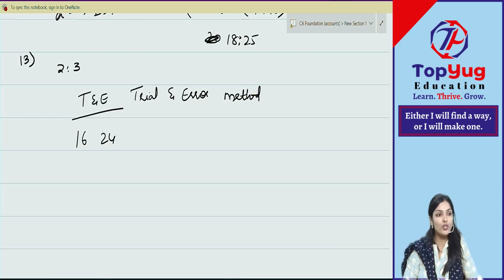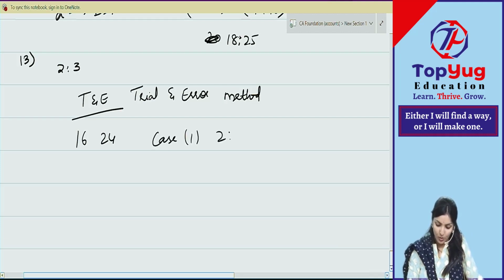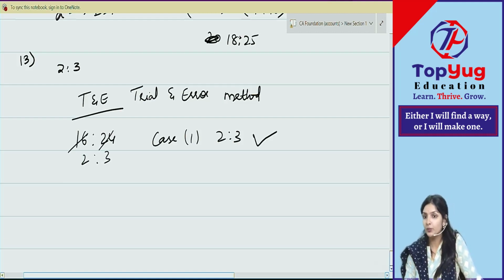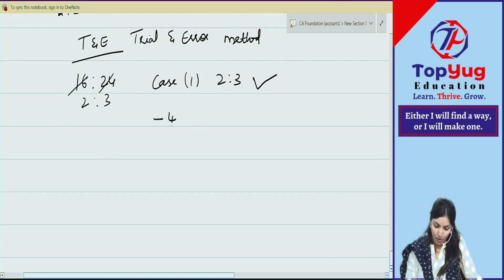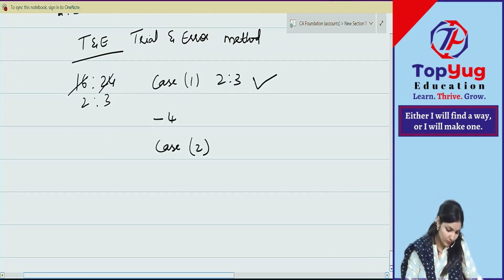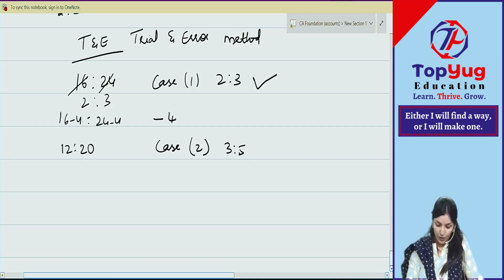They have to be in what ratio in the first case? Case 1. 2:3 के ratio में. 8 twos are, 8 threes are. Case 1 satisfying. Now you have to do -4. So what would be the case 2? 3:5. Right? So do -4 means 16 -4, and then 24 -4. So 12:20. 4 threes are, 4 fives are. Case satisfied.